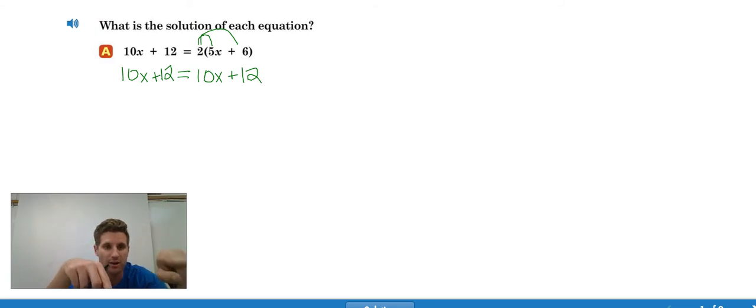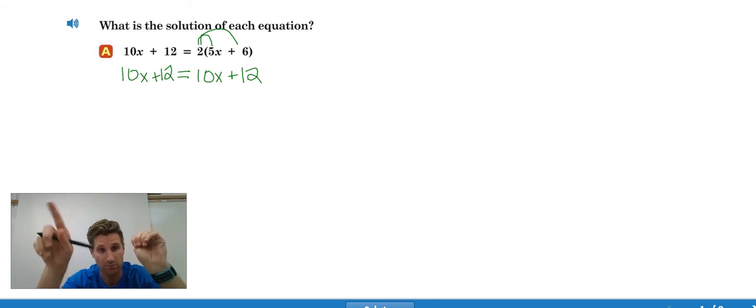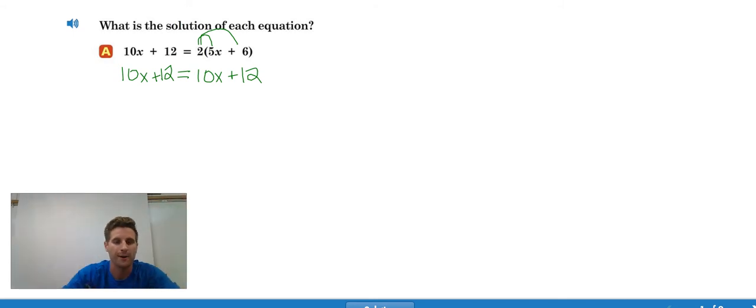You're going to get 20 plus 12 on one side and 20 plus 12 on the other side. That's going to work. Put in 10. 10 times 10 is 100 plus 12, and then 100 plus 12. Any number is going to work. We could actually go ahead and solve this. Subtract 12 from both sides. What happens? Cancel, cancel. We get 10x equals 10x.